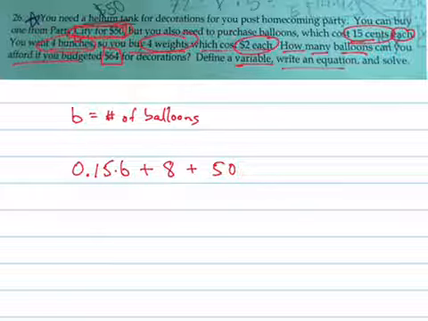So it would be $2 for each weight. So this was 2 times 4. I guess I could write 2 times 4 here.